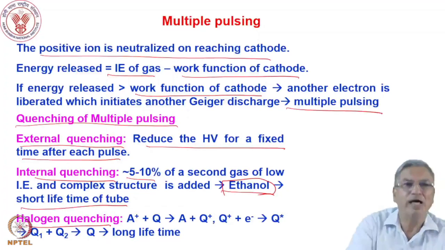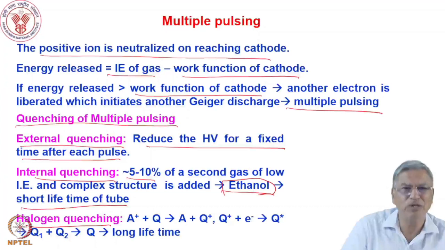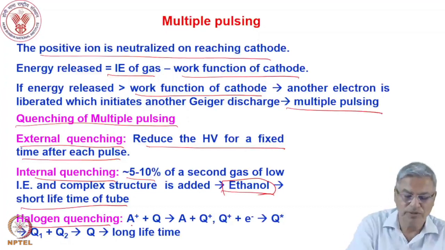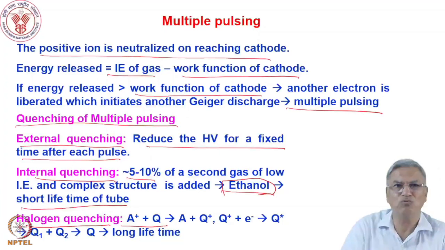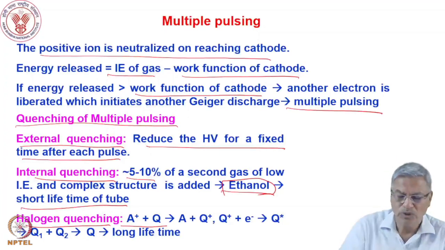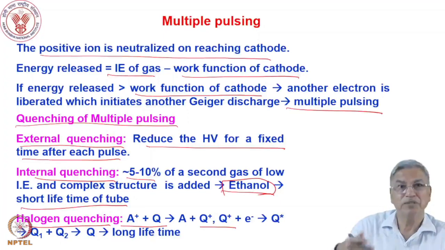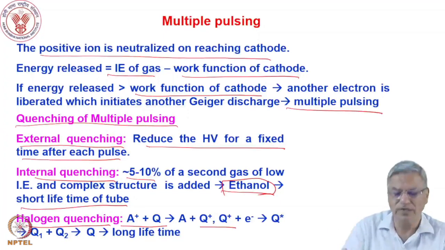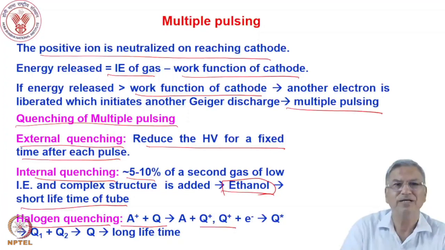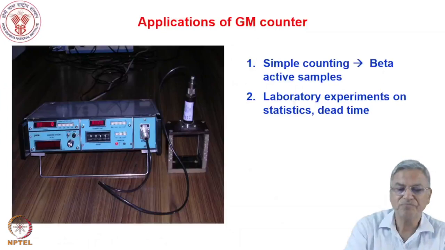Another method is halogen quenching, where you have chlorine or bromine gas, which also gets dissociated. When the positive ion collides with a chlorine molecule, Cl2, chlorine atoms are produced. But these chlorine atoms can subsequently combine again to form chlorine gas. Because of that, they have a long lifetime. So halogen quenched GM tubes are very commonly available in the market.